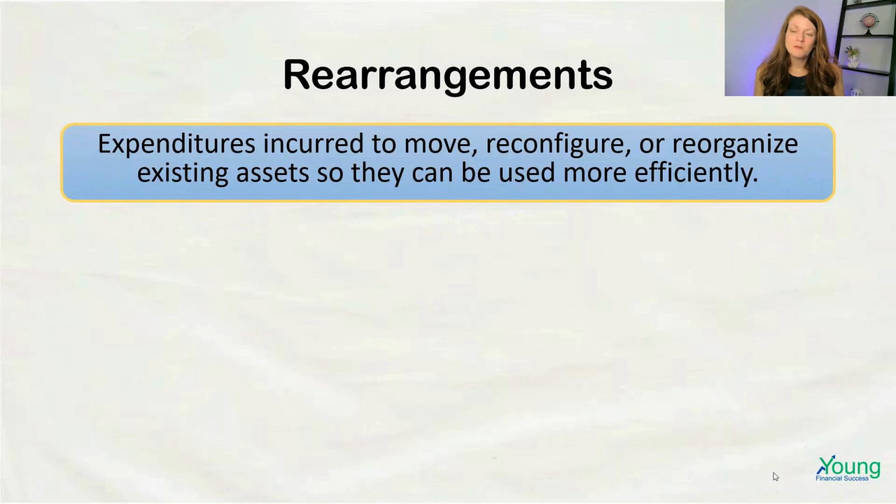Rearrangements. So this is expenditures that are incurred to move, reconfigure, or reorganize existing assets so they can be used more efficiently. So we are actually going to have to pay to be moving things. So this is where it's a significant move. It's not just like, hey, we're going to spend the next 20 minutes to move some things around. But maybe they're having to shut down production for a while. Maybe they're having to pay a crew to come in and move things.